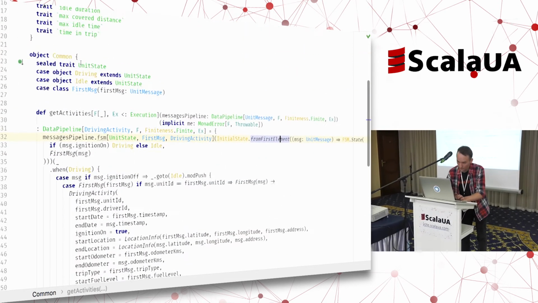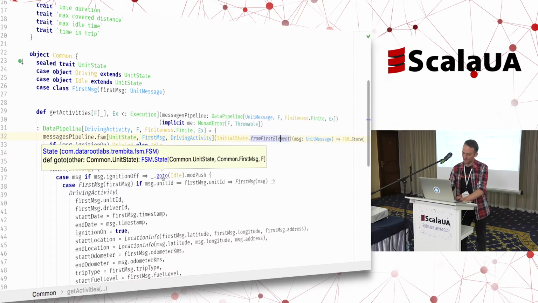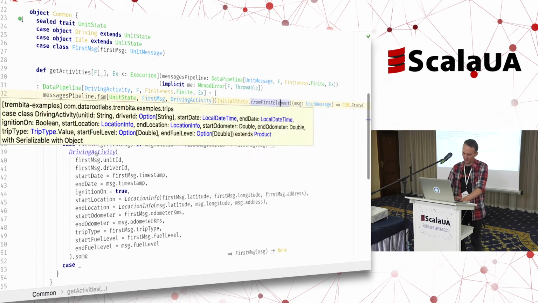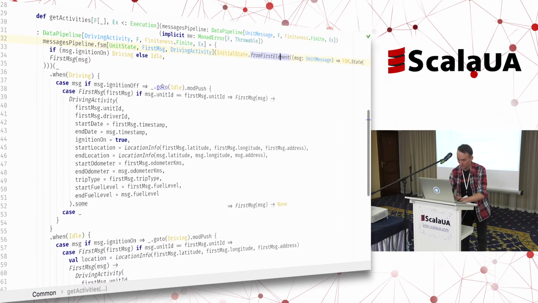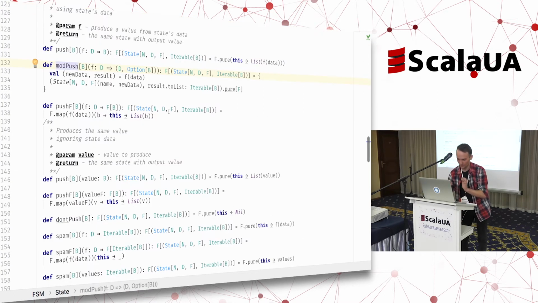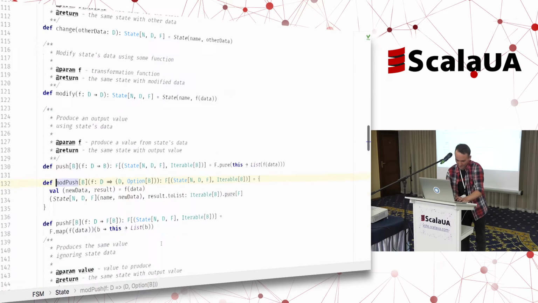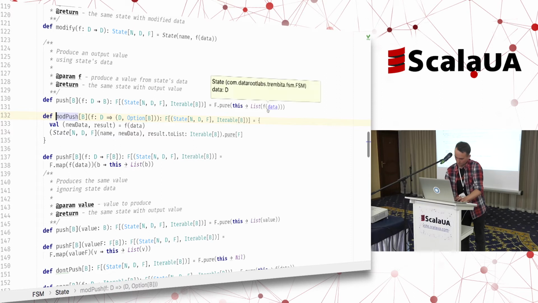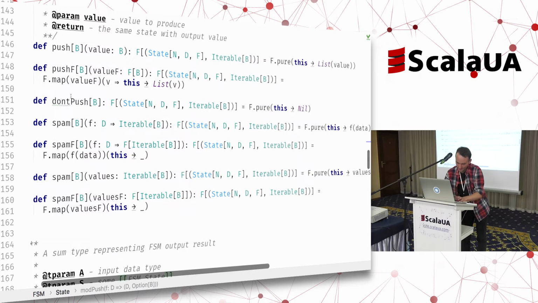So, the transport has only two states, driving and idle. When it's driving and there is a message with ignition off, the unit goes to state idle and pushes the driver activity. This is a special case handling that this is a message from the same unit. So goto, modify, and push are commands. I'll show all of the functions. You could just stay, change the state data, modify the state data, push some data. Only one element, a lot of elements. You could push nothing. It's FSM, it's like actors, but without supervision.